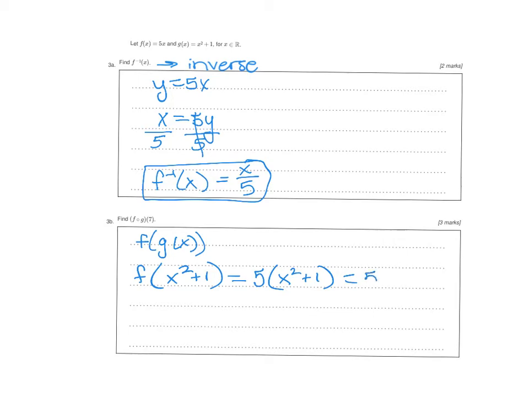And so that's going to give us 5x squared plus 5. And it doesn't say find f of g of x, it says find f of g of 7. So we are going to plug in 7 for x. So that gives us 5 times 7 squared plus 5, which gives us 245 plus 5, which gives us 250.